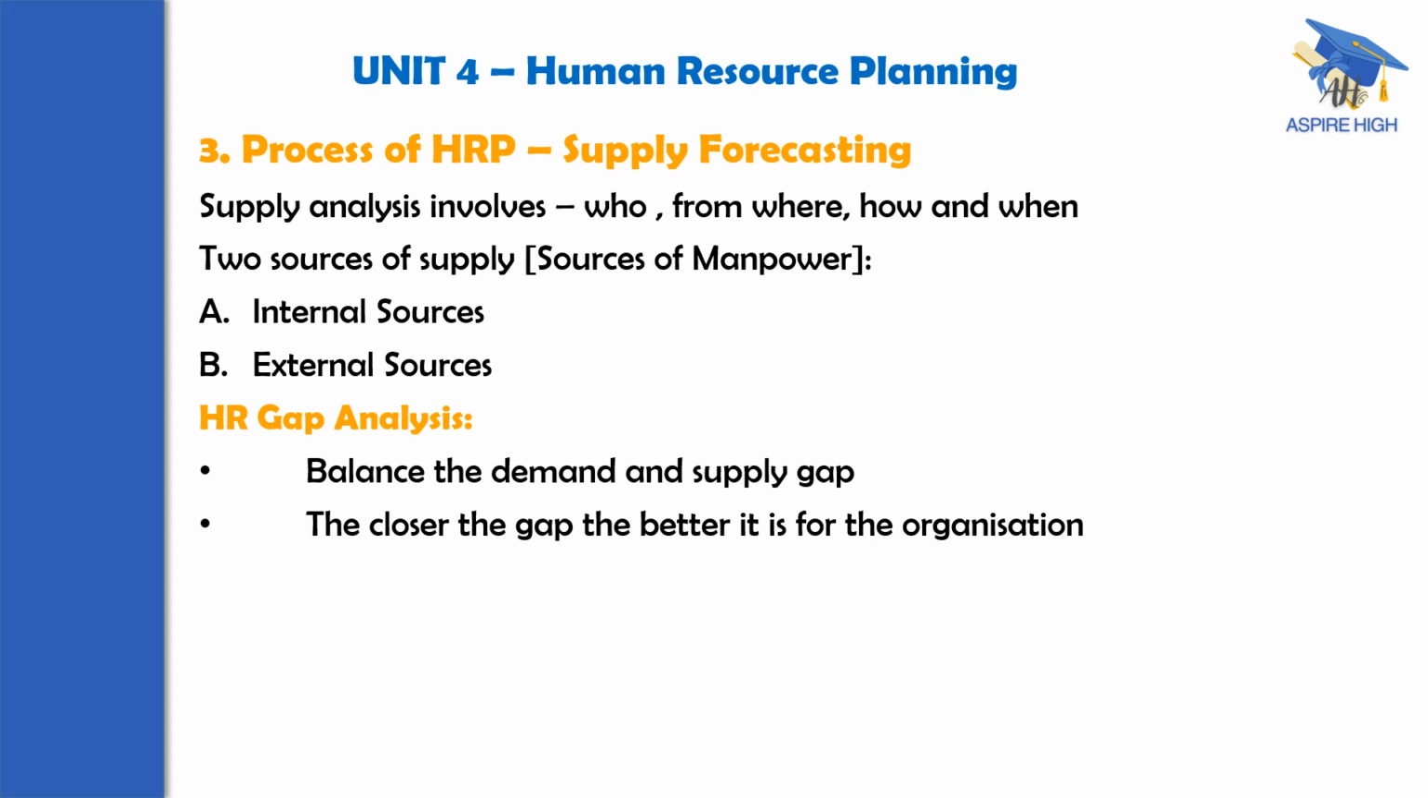Next comes the two sources of supply. Here, from the examination point of view, I can tell that sources of manpower was asked as a 5 marks question once in the previous exams. So two sources of supply we have to mention. One is A, internal sources, B is external sources. Internal sources means our own existing employees.